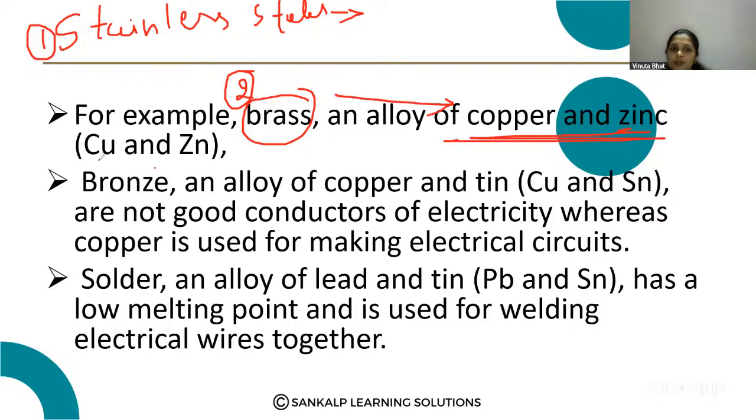Then bronze, the third one is bronze, which is made up of copper and tin. So very important. And the fourth one, solder, is the alloy which is made up of lead and tin.